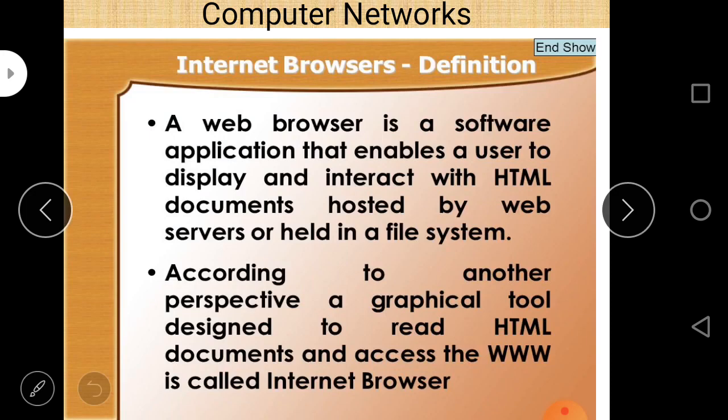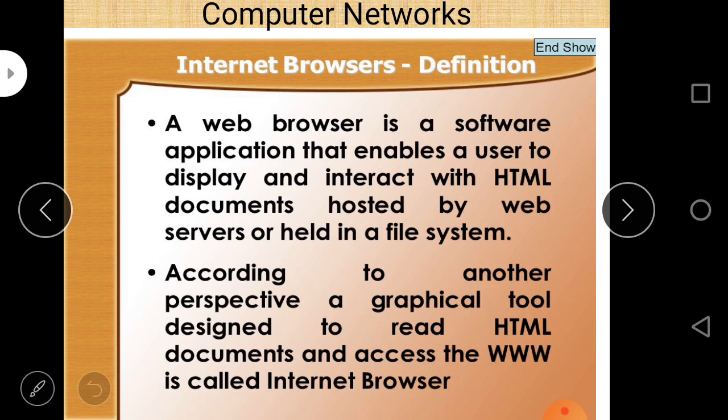Next topic is web browser. A web browser is a software application that enables a user to display and interact with HTML documents hosted by a web server or held in a file system. So this web browser is a software application.